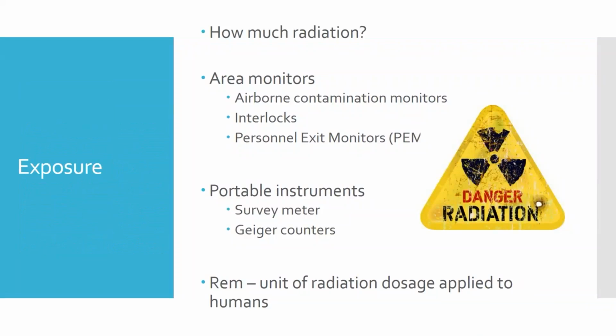So with our exposure, we have to keep track of how much radiation something's getting. And not only are we keeping track of how much radiation our part's getting, we have to keep track of how much radiation we are getting. So if you're in an area where radiography is commonly done, you're probably going to have fixed what are called area monitors.